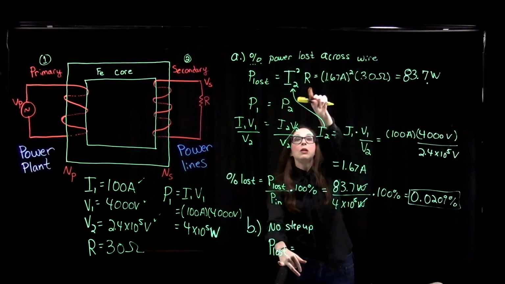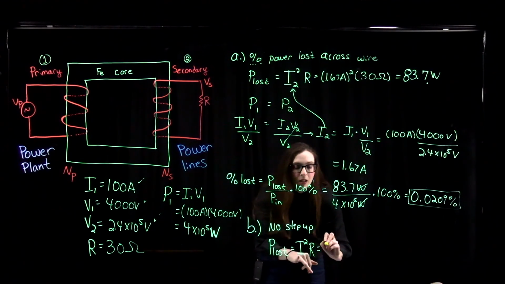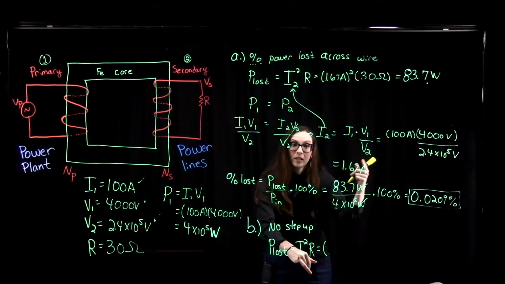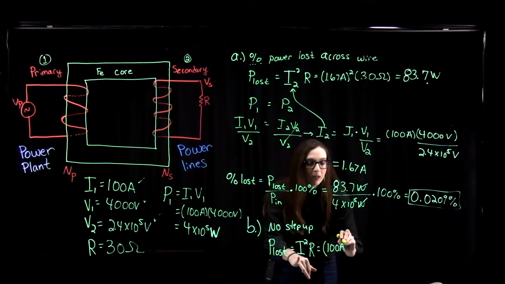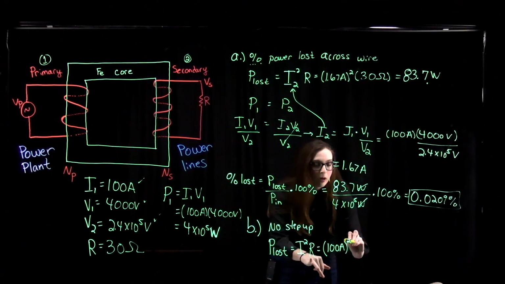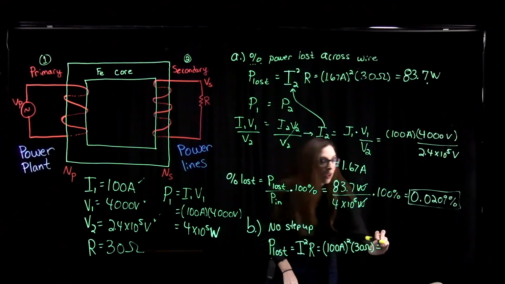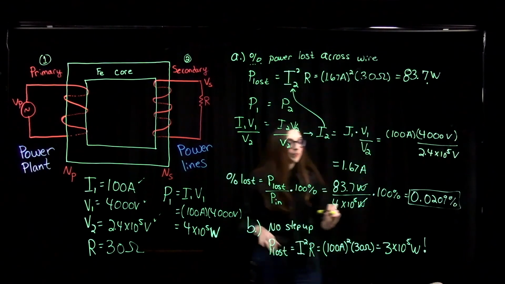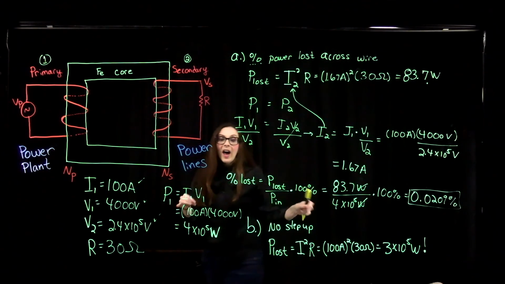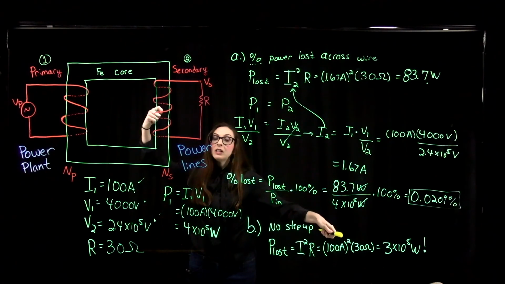So the power that we lose is still going to be I squared R. But we didn't step up our voltage, so we didn't step down our current. The current was still our 100 amperes coming from the power plant. We square it and we multiply it by our resistance of 30 ohms. That gives us a power that we lose of 3 times 10 to the 5 watts.